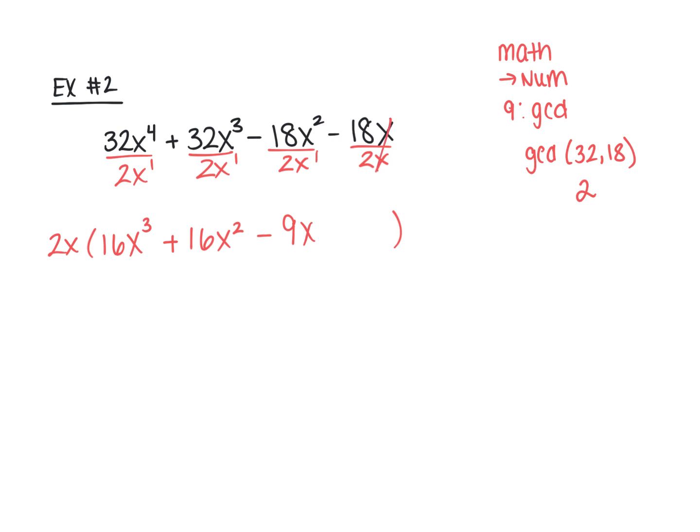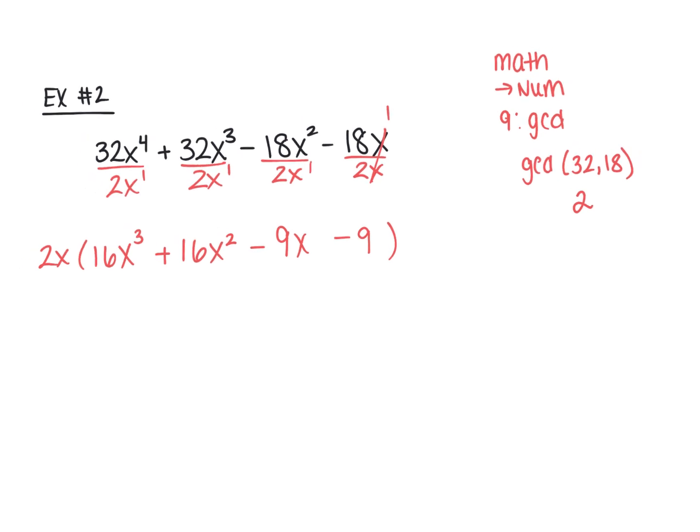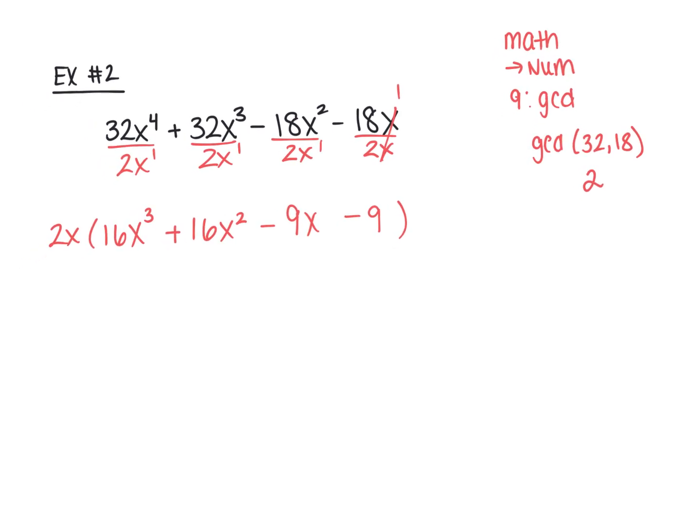And the last term, these x's will cancel to 1. So 18 divided by 2 is 9, and 9 times 1 is 9. So that is the step of just the GCF. So now we have to recognize that inside the parentheses, we've got 4 terms. So in here, we can factor this using grouping.